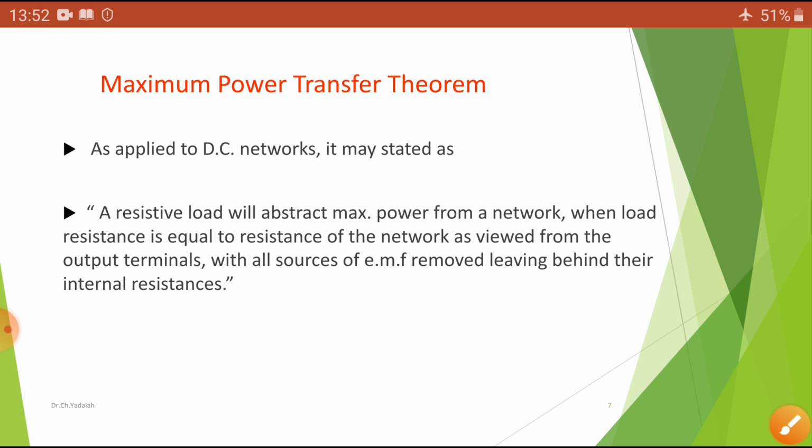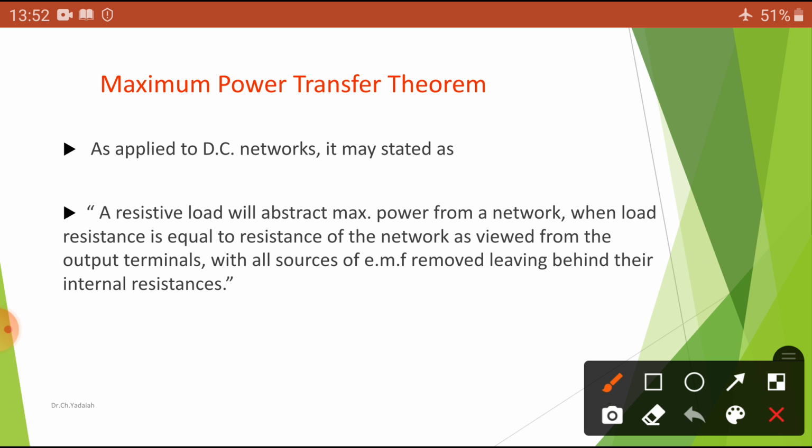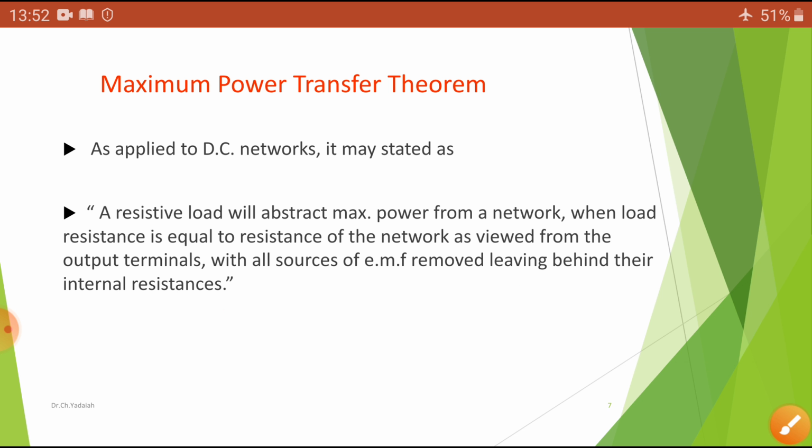So what is it saying? A resistive load will draw maximum power from a network when the load resistance equals the resistance of the network as viewed from the output terminals, with all sources of EMF removed, leaving behind their internal resistance. That is the R Thevenin. So this is the definition.